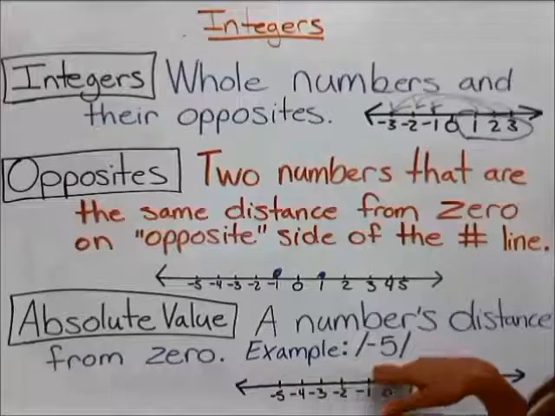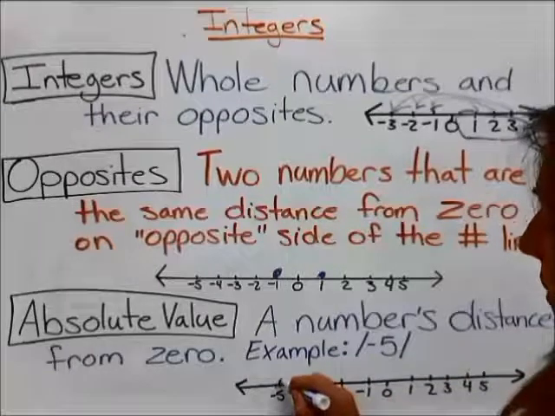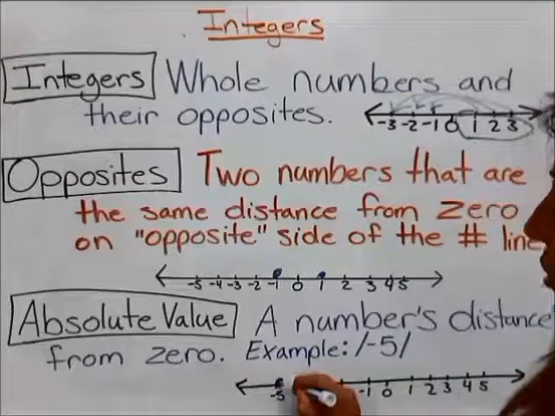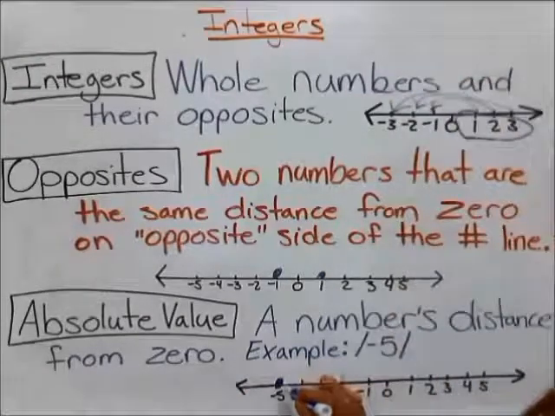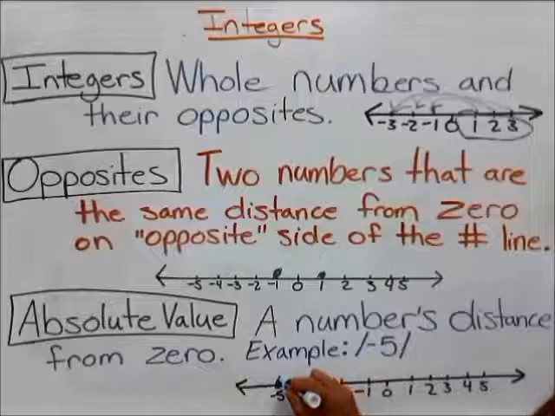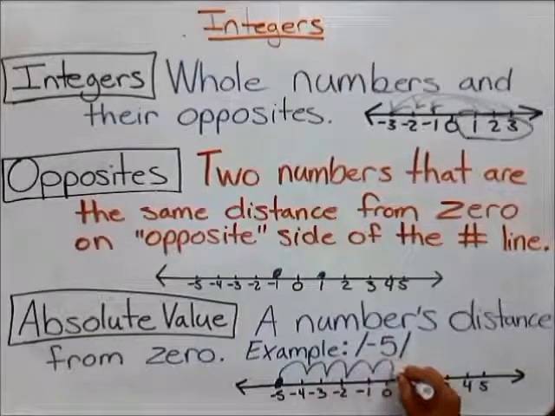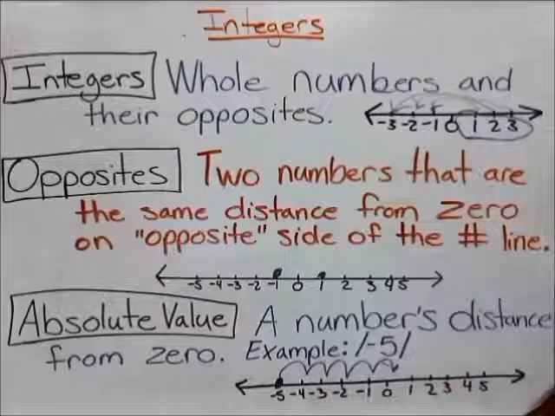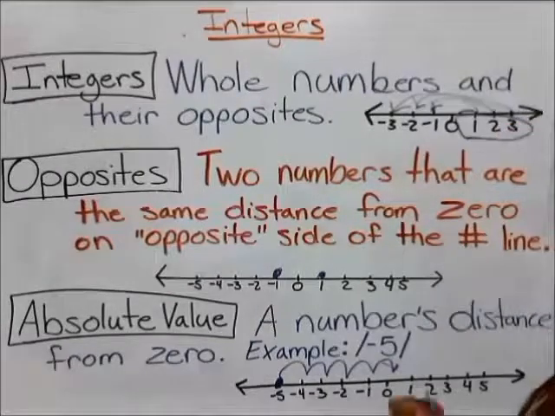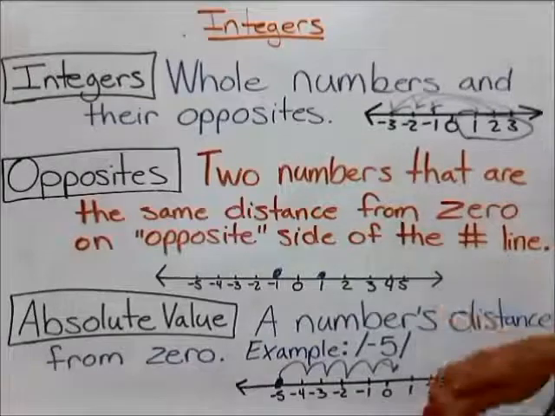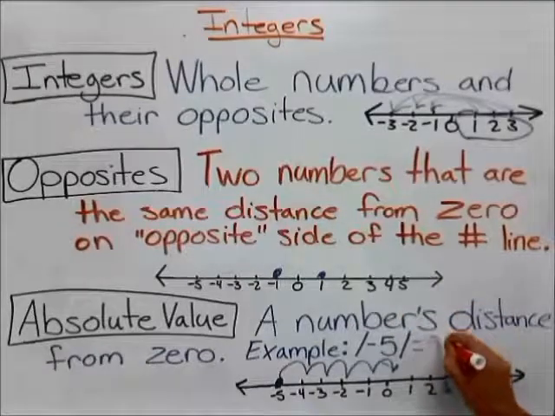For example, -5. So let's find -5, which is right here. I'm going to graph it just by putting a dot. And when I say graph, I just mean put a dot over it. And I'm going to count how far away it is from 0. 1, 2, 3, 4, 5. There we go. It is 5 jumps away from 0. And so the absolute value of -5 equals 5.